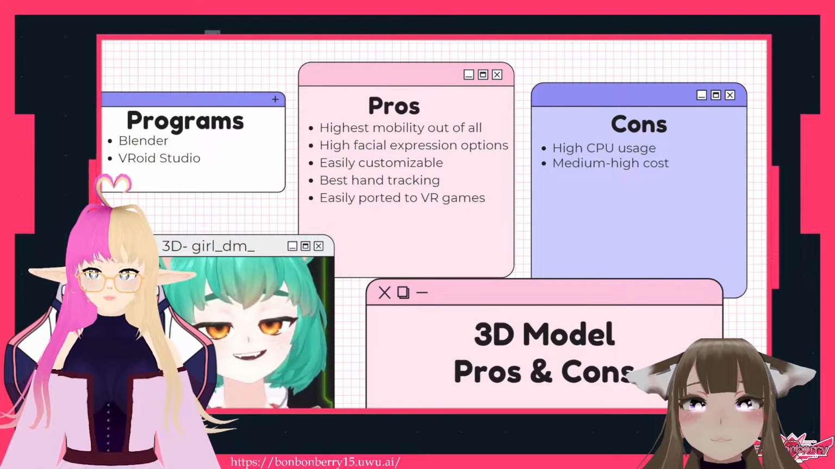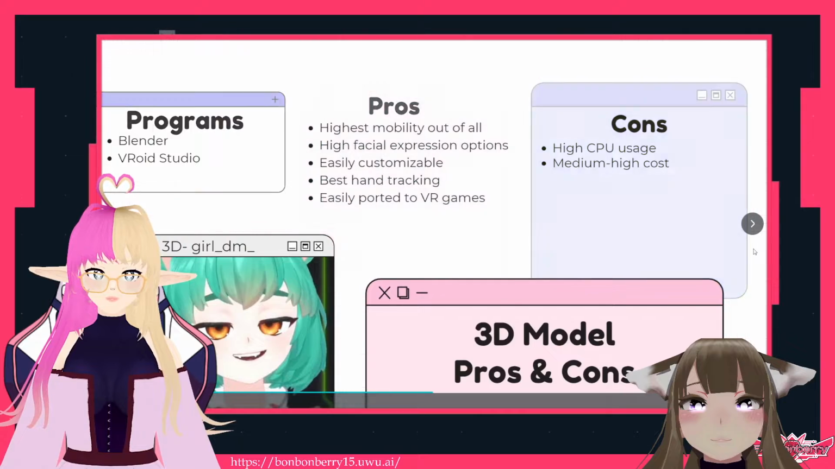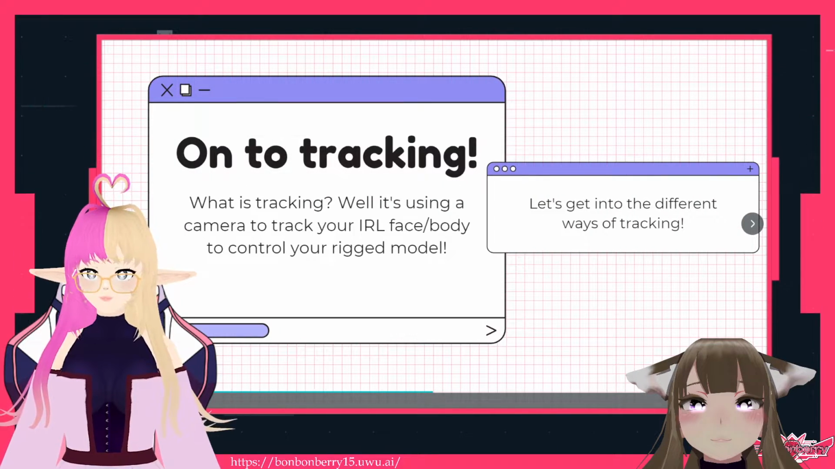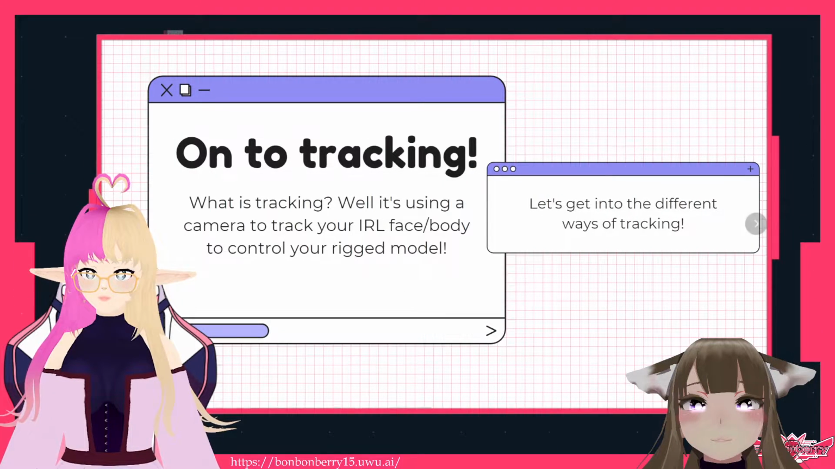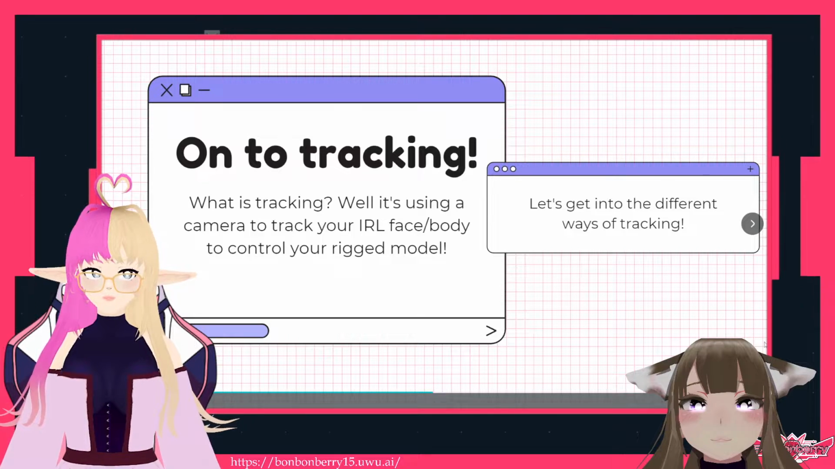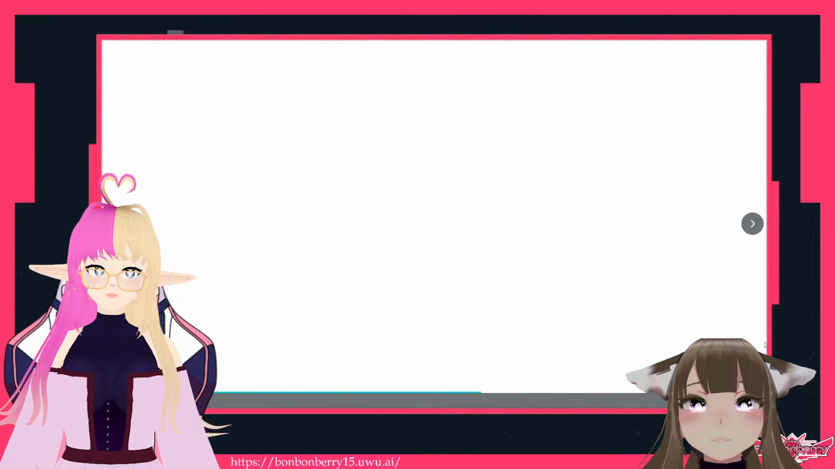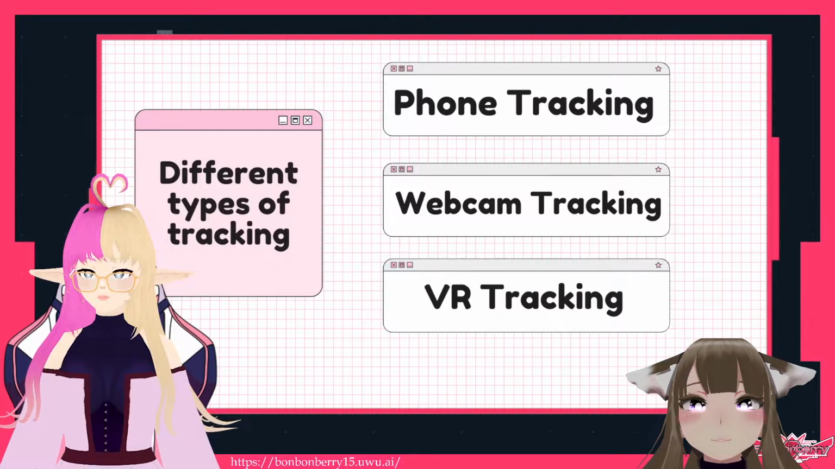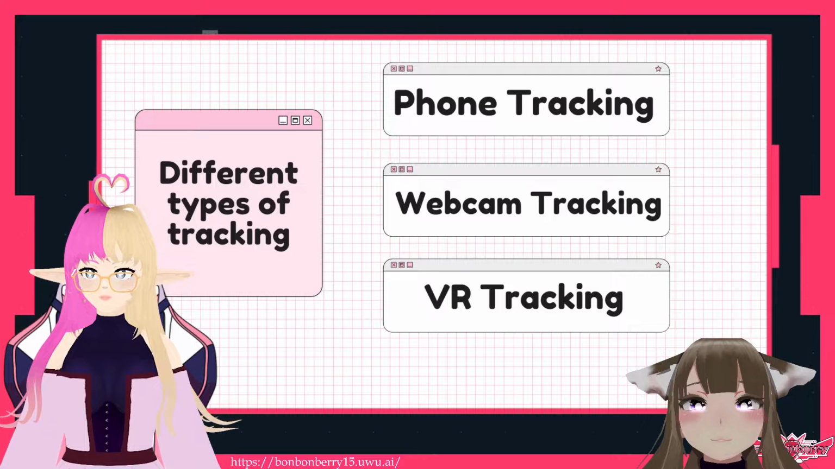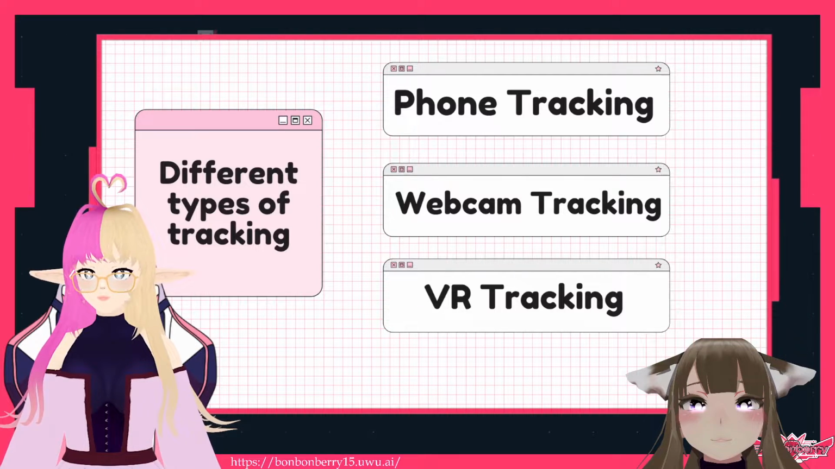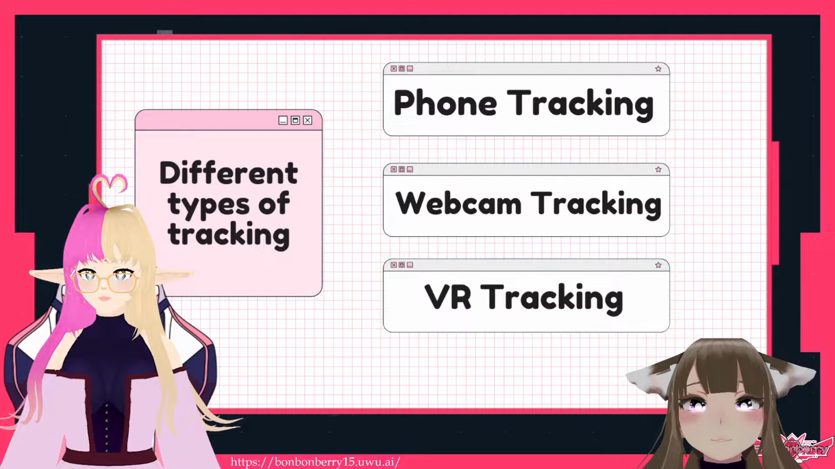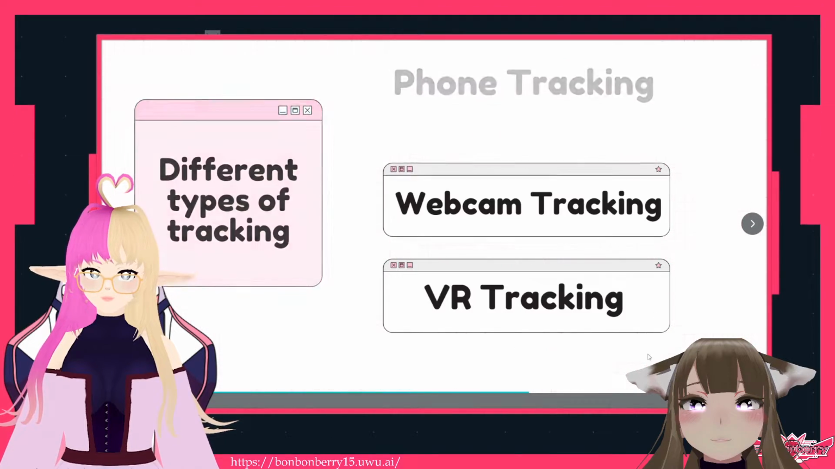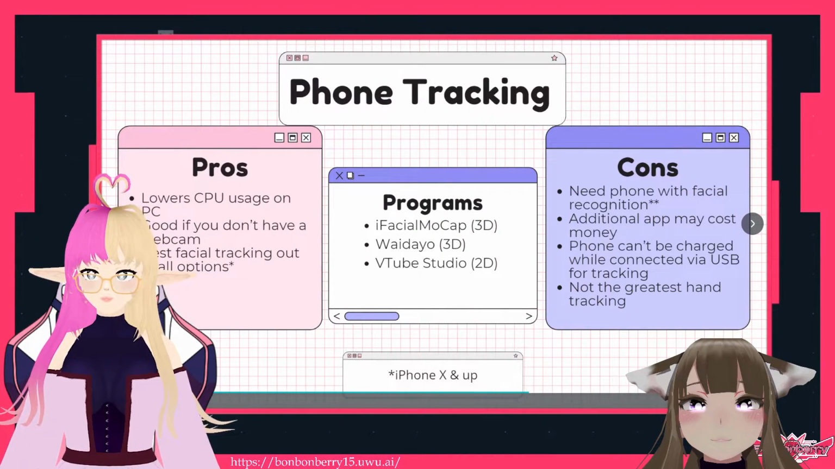Well, what is tracking? Tracking is using a camera to track your IRL face and/or body to your rigged model. Let's go on to the different ways of tracking. There are three main types of tracking. There's phone tracking, there's webcam tracking, and there's VR tracking. So let's go ahead and cover all of those in order, starting with phone tracking.